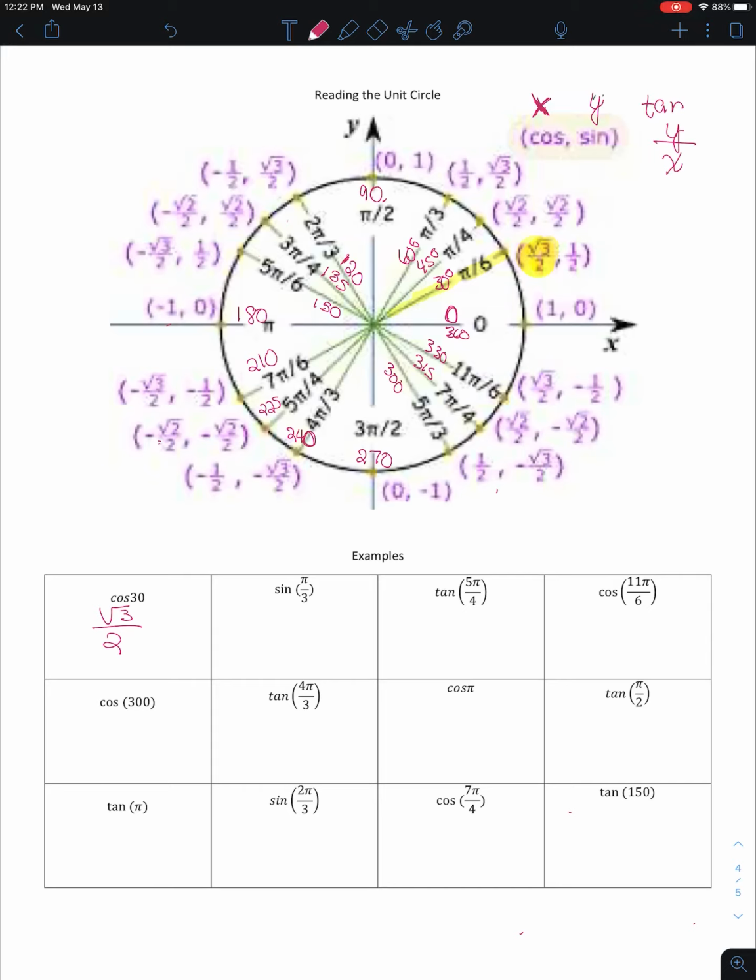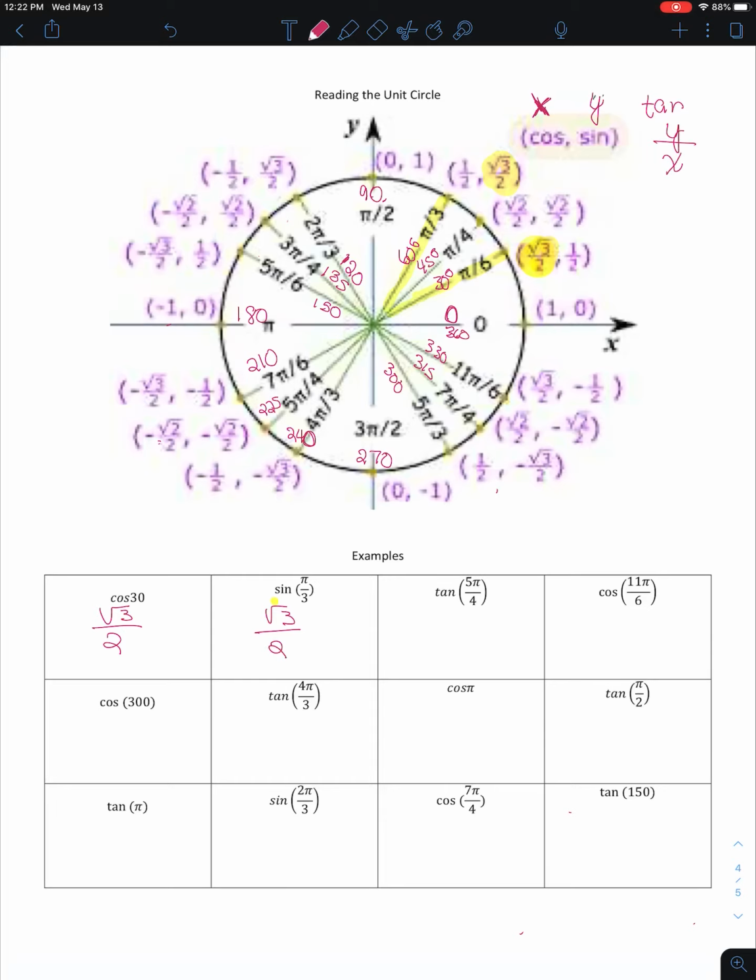Easy peasy. Okay, for the sine of pi over 3, I'm going to do the same thing. I have to locate pi over 3 on the unit circle. In this case, it is 60 degrees. And now because I'm looking for the sine, that's going to be the y value. And I just record what that is, radical 3 over 2.